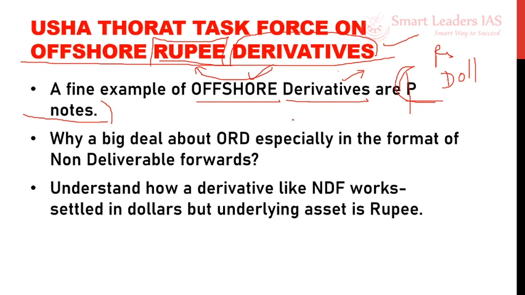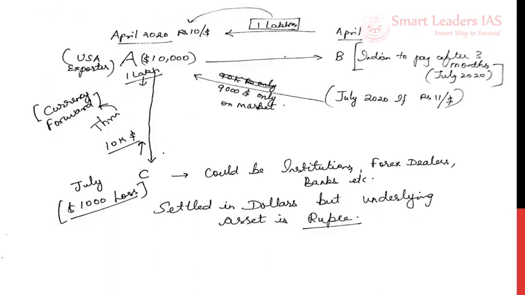So that is a currency derivative. Right? How does a currency derivative work? Why is it a problem? We need to look at that now. To understand this, just imagine a scenario. There is a person A who is a USA based exporter. He is giving $10,000 worth of products to a person B in India. B is the importer.